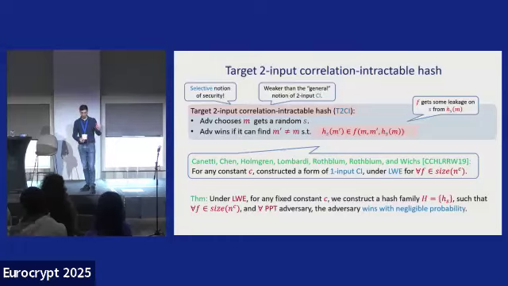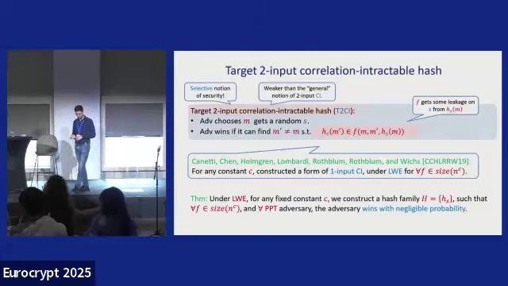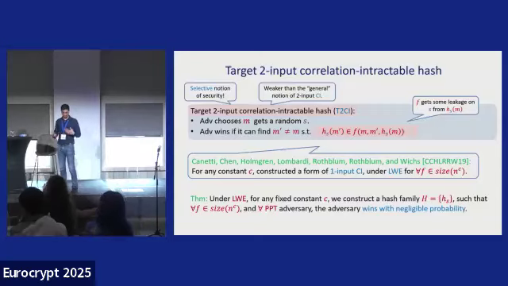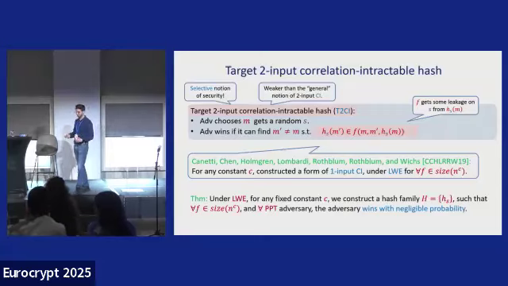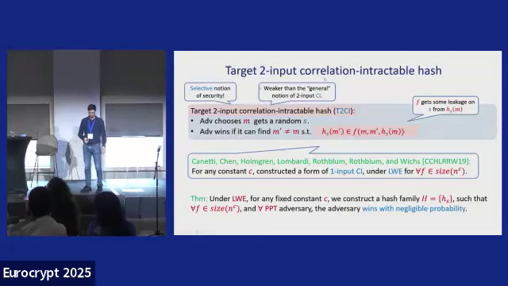And what we show is that under LWE, for any fixed constant c, we can construct a hash family H such that for any f of size n to the c and any PPT adversary, the adversary is only able to win the targeted two-input security game with all but negligible probability. Okay, so we get this. We're able to achieve this notion of security that we describe here.